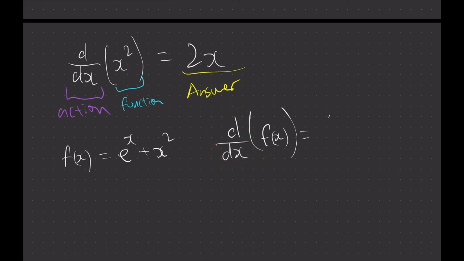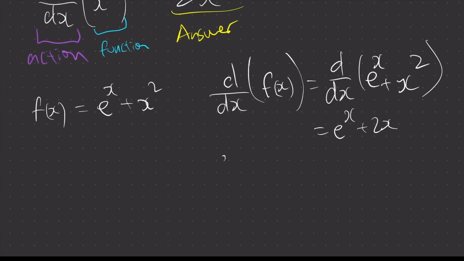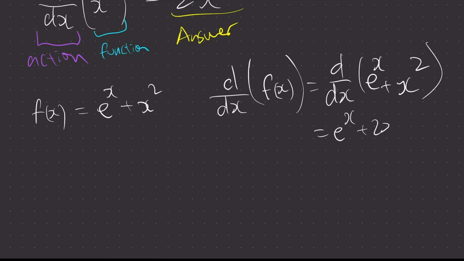how do I write it as d dx? f(x) is just e to the power of x plus x squared, right? And then you guys don't know how to actually d it yet. That will be again covered in the next video. But I'm just showing you the notation. So if we d this, it's going to be e to the power of x plus 2x. Okay. So we know that if we d this, we get this. Okay. So that is the notation of differentiation.